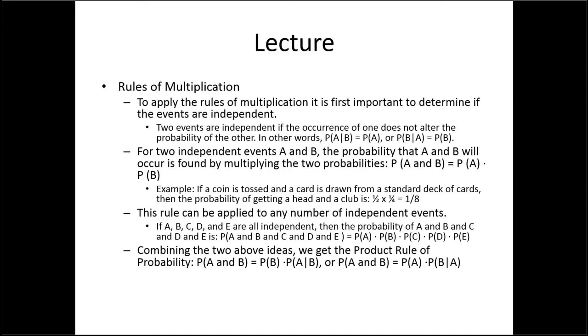So the probability of two independent events occurring is just the product of the probabilities of the events occurring on their own. And this can be expanded to any number. As long as these events are independent, you can go on forever with this. The probability of A and B and C and so on is the probability of each event occurring on its own, multiplied by the probability of the other events occurring on their own.